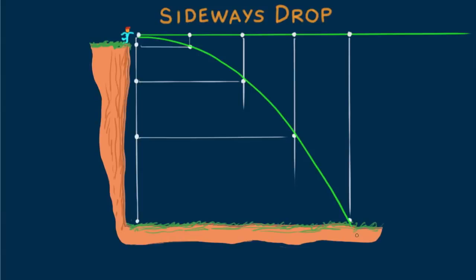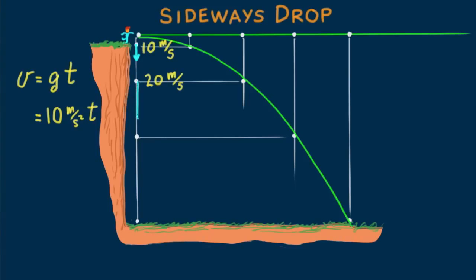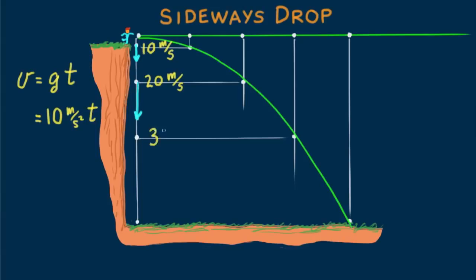Let's look at some velocities. First, vertically. An object dropped from rest gains a velocity, v equals gt. g is the acceleration of fall, 10 meters per second squared. So in 1 second, its velocity is 10 meters per second. At 2 seconds, 20 meters per second. At 3 seconds, 30 meters per second. At 4 seconds, it hits the ground with a velocity of 40 meters per second. Oops, not enough space to show the full 40 meter per second vector, but I think you get the idea.